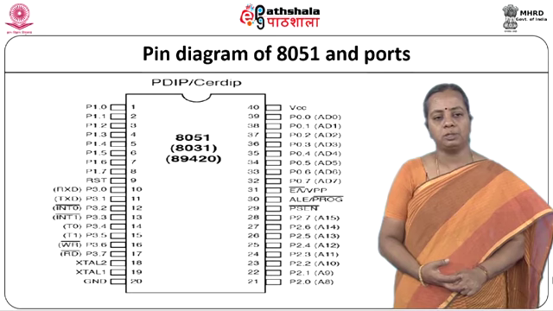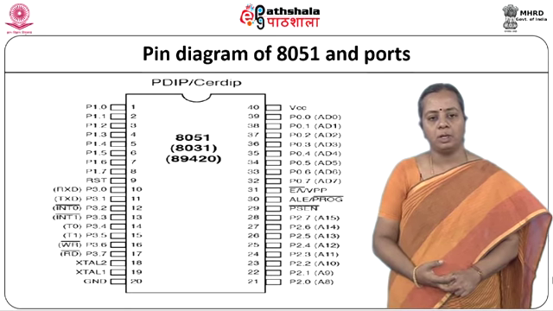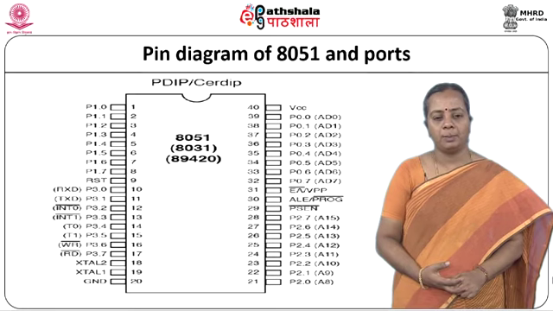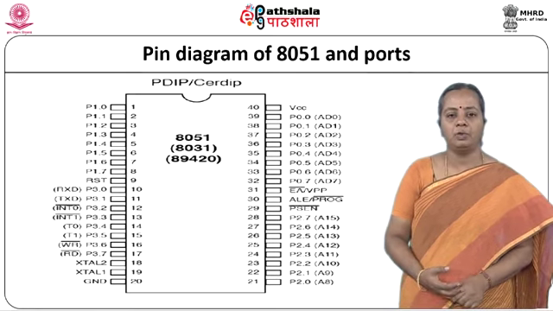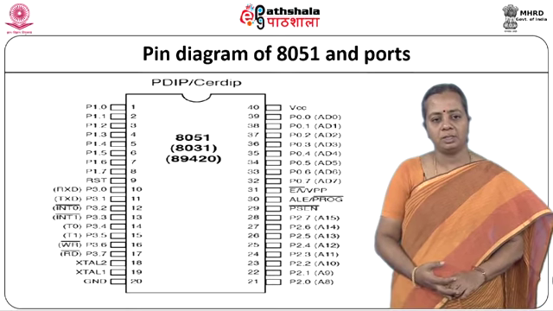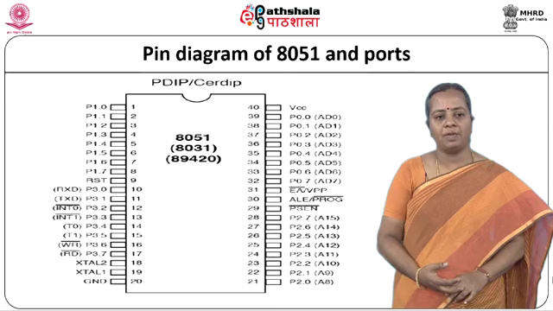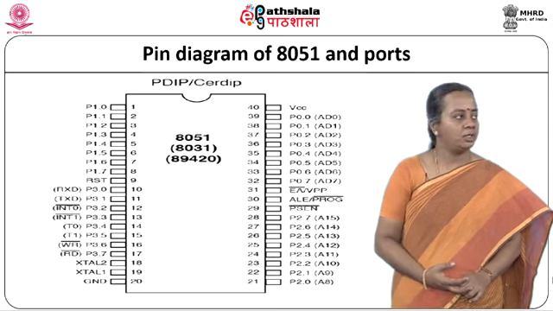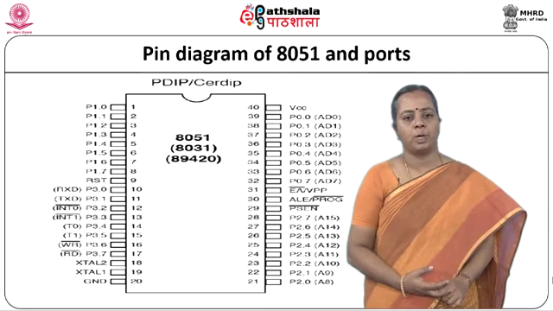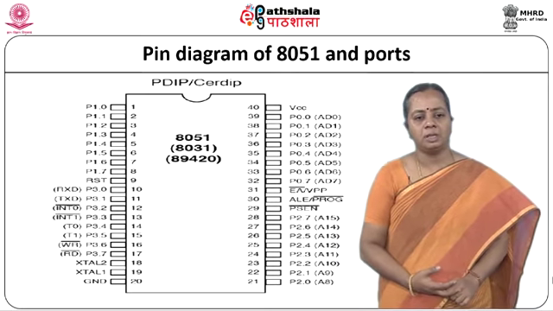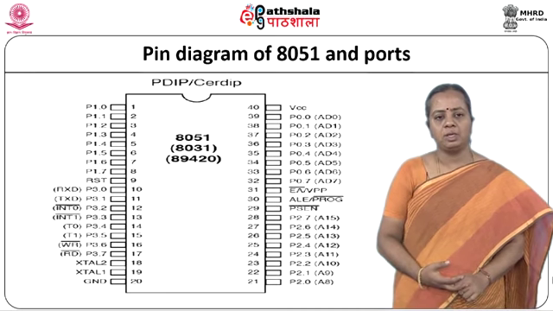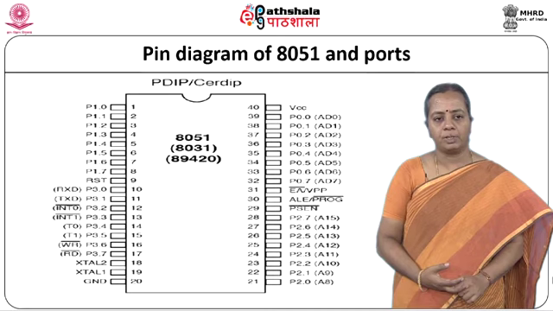So, port 3 is used for special purposes also. In each parallel port we have 8 bits in a single port. Other than these 32 pins, we have the reset pin, the address latch enable pin, the program strobe enable pin, and the external crystal oscillator pins. So, these make up the 40 pins.